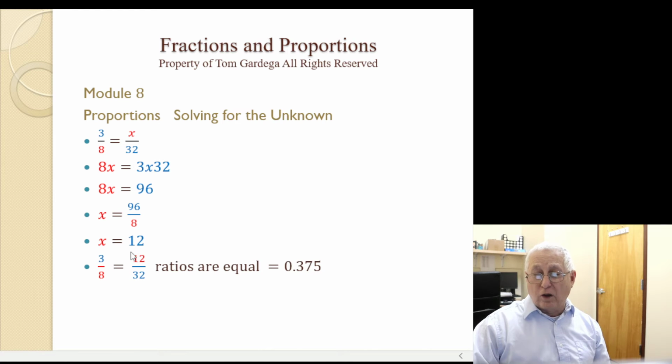Let's put that 12 in the equation here where it was x up above. We have 8 times 12, and we have 3 times 32. But let's evaluate this based on the ratio. 3 divided by 8 equals 0.375, and 12 divided by 32 also equals 0.375. You can try this on your calculator and confirm it.